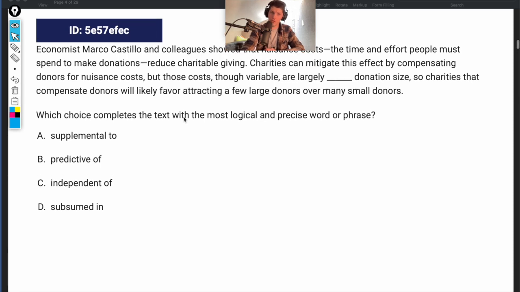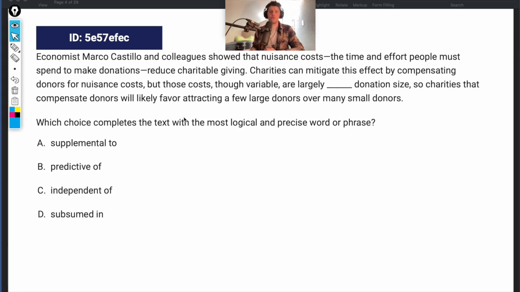Okay, here's another vocabulary question. So we'll do the same thing. Let's read the first sentence and pause to understand what's been said. Economist Marco Castillo and colleagues showed that nuisance costs reduce charitable giving. You saw that I kind of jumped past this parenthetical phrase, the phrase locked inside these long dashes. So nuisance costs reduce charitable giving. Okay, so some fee, some cost lowers the amount of money that people will give.